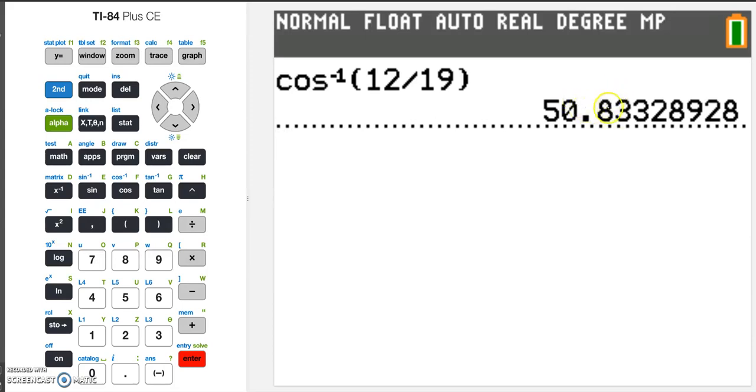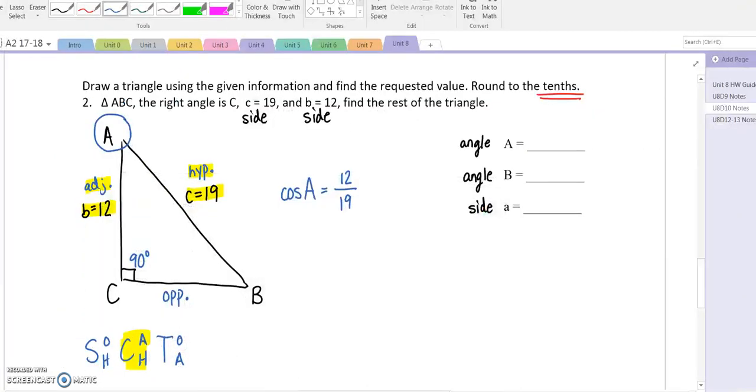Alright, and then nearest tenth means 8. Look at the 3 after it. It's a 3, so I can keep it. So 50.8. So angle A will be 50.8 degrees. And I'll write that over here.